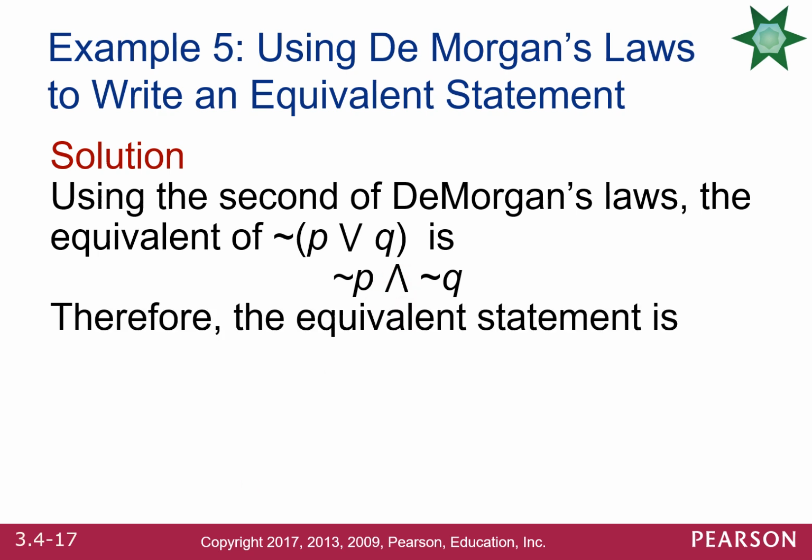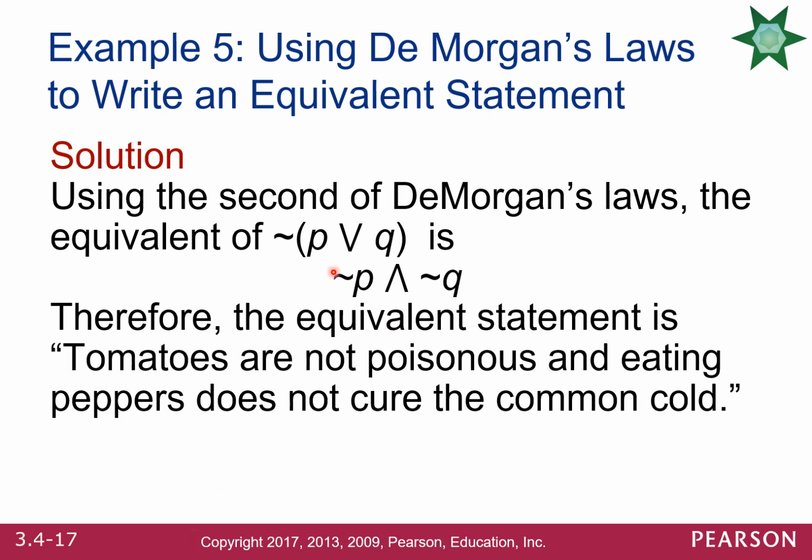So therefore, for the equivalent statement, we have to write the final answer in words. How would we represent not P and not Q in words? Tomatoes are not poisonous and eating peppers does not cure the common cold.